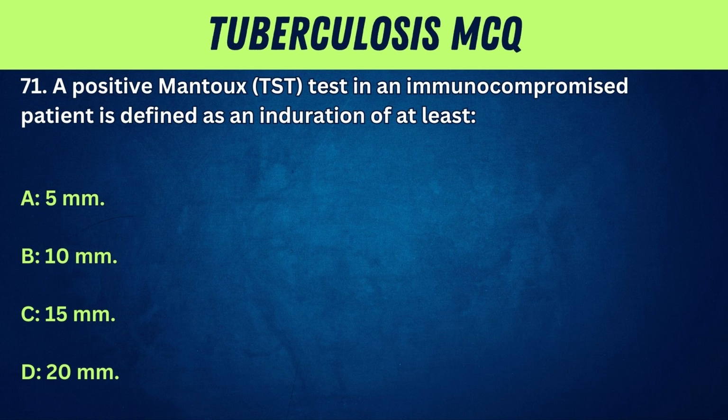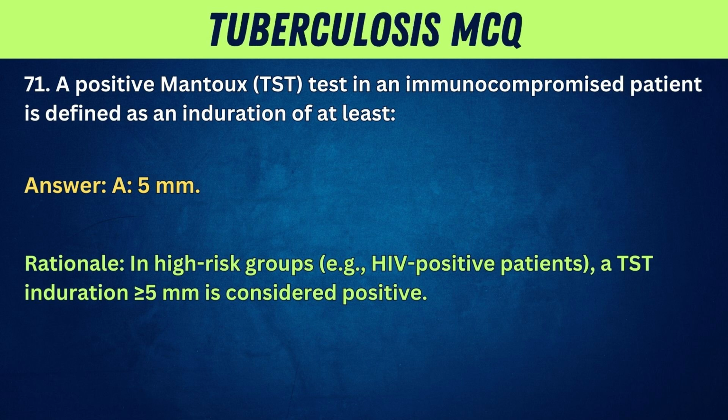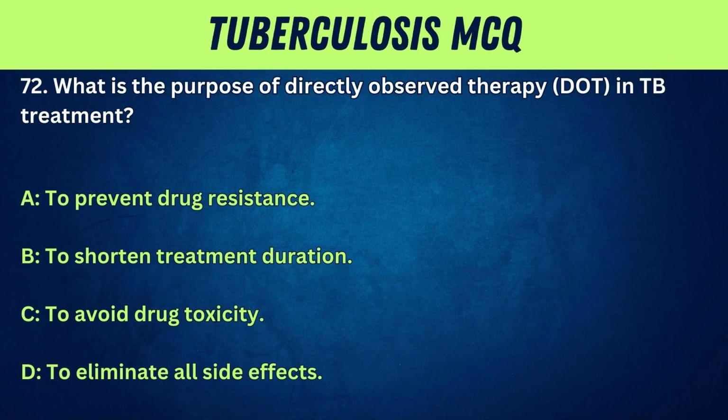71. A positive Mantoux (TST) test in an immunocompromised patient is defined as an induration of at least A. 5 mm, B. 10 mm, C. 15 mm, D. 20 mm. Answer: A. 5 mm. Rationale: in high-risk groups, e.g., HIV-positive patients, a TST induration greater than or equal to 5 mm is considered positive.